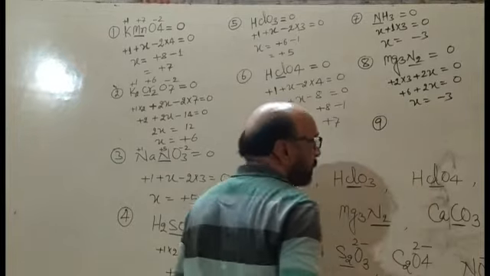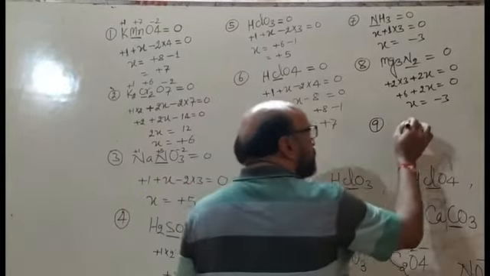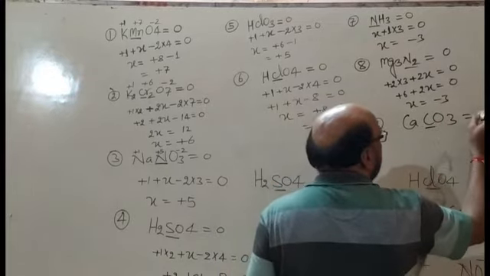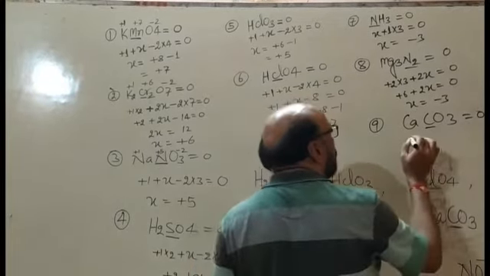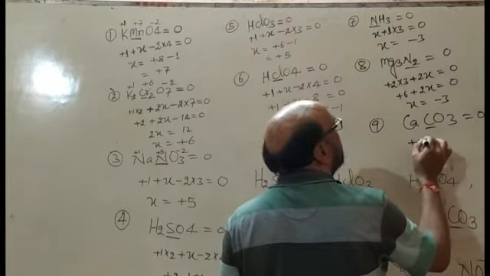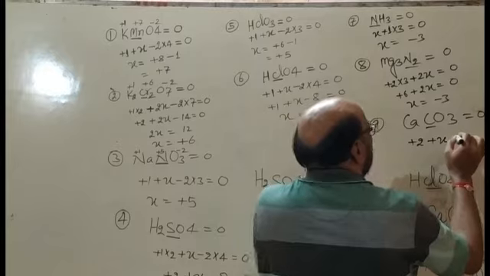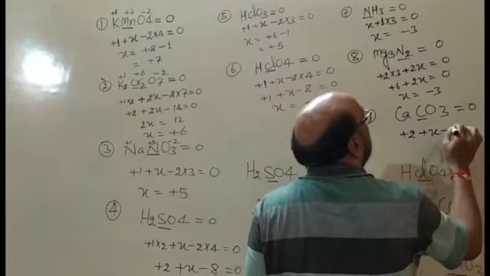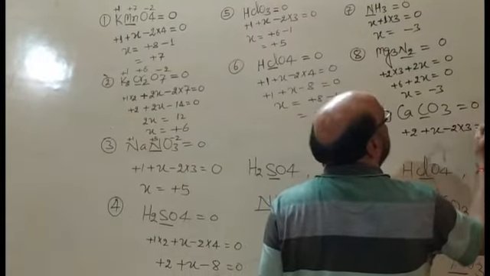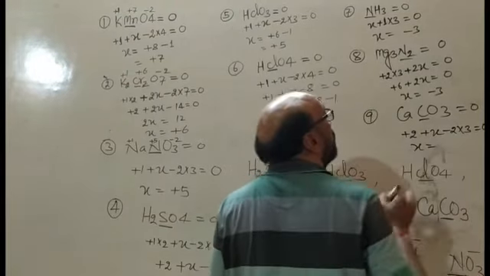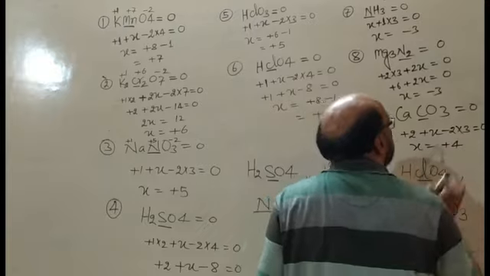The next compound is CaCO3, calcium carbonate, in which we have to calculate the oxidation state of carbon. Again, calcium is an alkaline earth metal. Let X for carbon, minus 2 for oxygen, and calculate the value of X. It is plus 4.